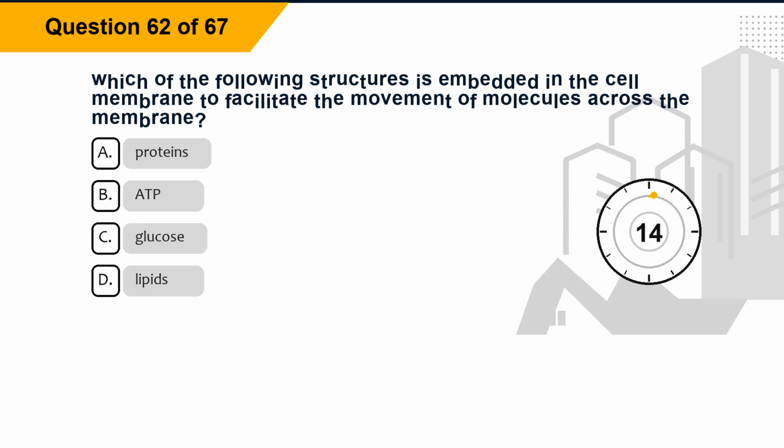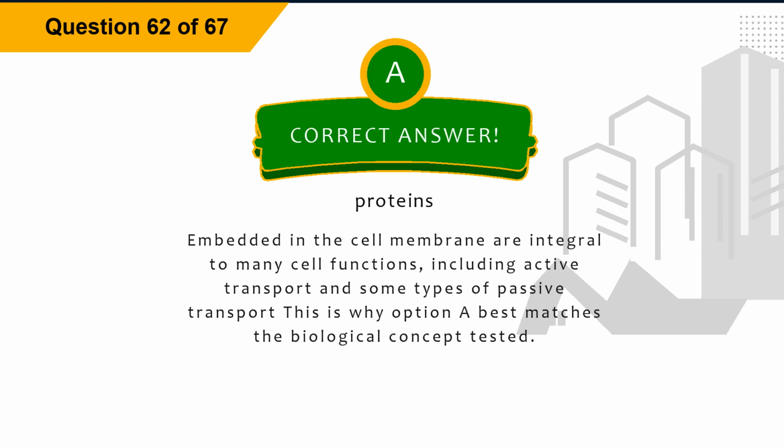Question 62. Which of the following structures is embedded in the cell membrane to facilitate the movement of molecules across the membrane? Option A, proteins. Option B, ATP. Option C, glucose. Option D, lipids. The correct answer is option A, proteins. Explanation. Proteins embedded in the cell membrane are integral to many cell functions, including active transport and some types of passive transport. This is why option A best matches the biological concept tested.